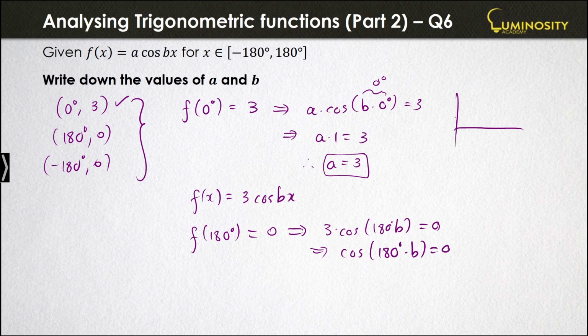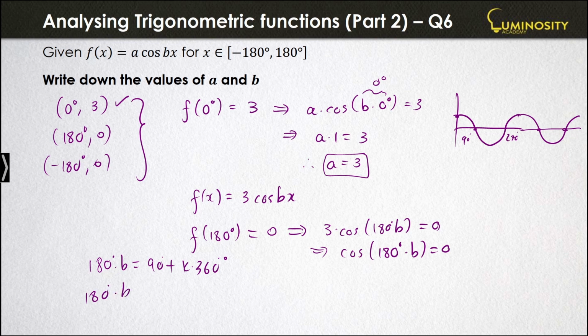And when is cos 0? If you look at the standard cos graph, it's at 90 degrees or 270 degrees, and it'll keep repeating, so on and so forth. So the general solutions are 180 degrees times b equals either 90 degrees plus k times 360, or 180 degrees times b equals 270 degrees plus k times 360, where k is an integer.